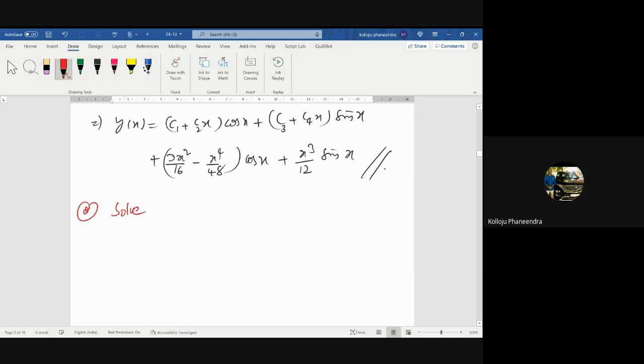Solve. Now on the right side, there is a product of three functions: (D square minus 4D plus 4) into y equals 8 into x square into e power 2x into sine 2x.